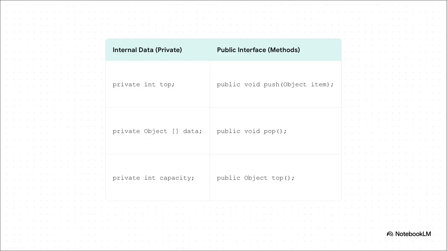Okay, and this is where it all clicks. Take a look at this array stack class. On the left, you've got the internal data. See that little word private? That's our wall. That's the engine under the hood. The outside world is not allowed to touch this stuff directly. Now look to the right. That's the public interface. These are our pedals and steering wheel, simple commands like push and pop. This is the only approved way to work with the stack. This split between private and public is encapsulation in action.